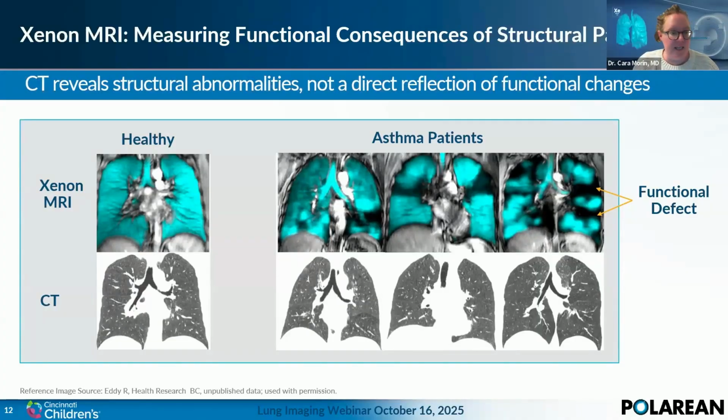And in this case, this is just an example from one of Polarean's collaborators or an early adopter, Dr. Eddy in British Columbia, of a patient with asthma, where you can see perhaps subtle changes on the CT, and the xenon, you really bring out that functional defect. It's much more obvious, and it gives us that quantitative functional information.